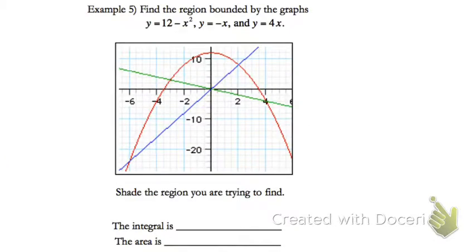Alright, here is our last problem of today. It says, find the region bound by the graphs of y equals 12 minus x squared. That's an upside down parabola, which is this red function. So let me highlight that. y equals negative x, which is this green function with a negative slope. And y equals positive 4x, which is the blue function with a positive slope.